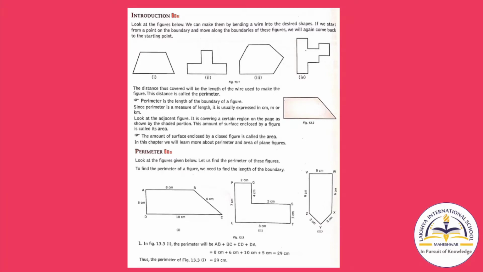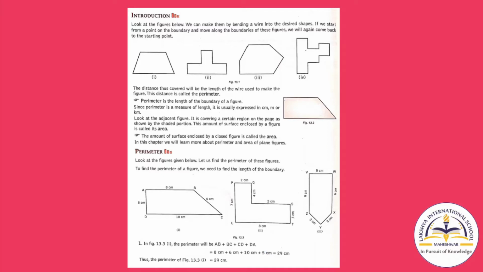Now, we will see this particular figure number first. Here you can see how many sides there are, that are AB, then BC, then CD, then DA. So to find out the perimeter, we will write AB plus BC plus CD plus DA.